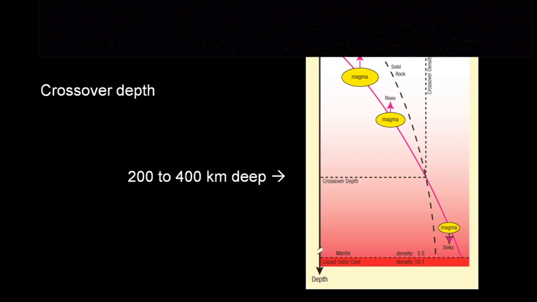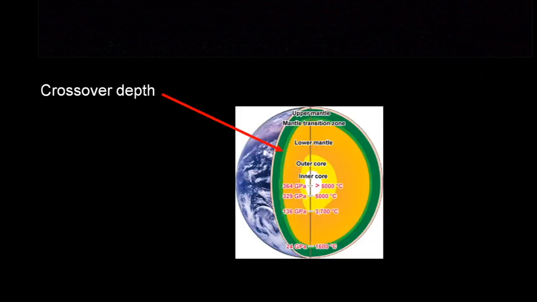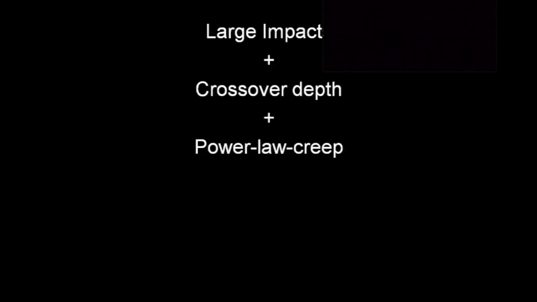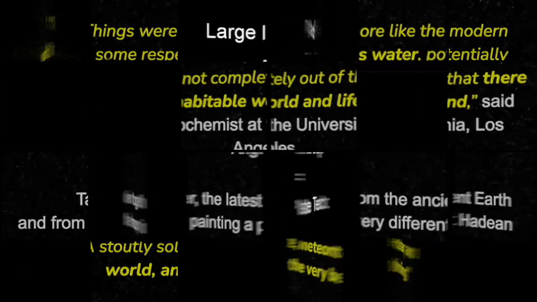The point where this switches from rising to sinking is called the crossover depth. Depending on the rock type, the point where this happens is between 200 and 400 kilometers. This phenomenon has also been confirmed by multiple laboratory experiments. And very importantly, it shows that magma cannot come from deeper than 400 kilometers. The crossover depth is about here. What I think that happened is that large impact plus the crossover depth plus power law creep is catastrophic plate tectonics. Do radioisotope ages always agree?